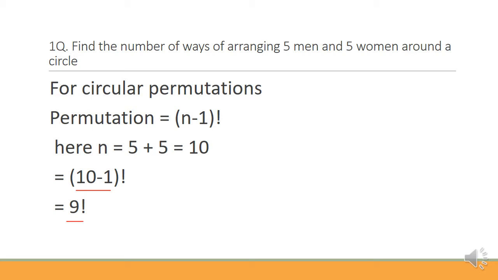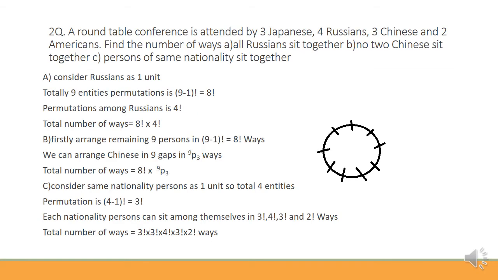A round table conference is attended by 3 Japanese, 4 Russians, 3 Chinese and 2 Americans. Find the number of ways. A. All Russians sit together. B. No 2 Chinese sit together. C. Persons of the same nationality sit together. So first, question A. All Russians sit together.